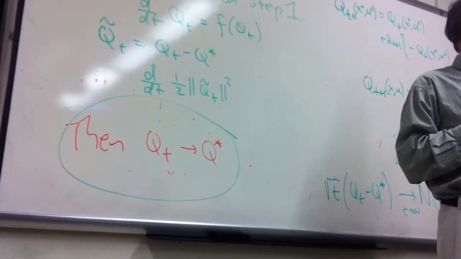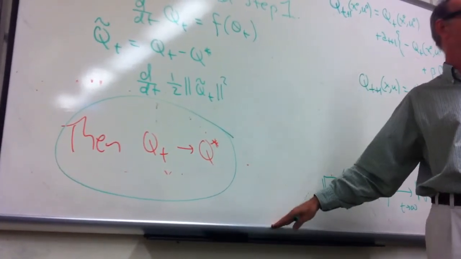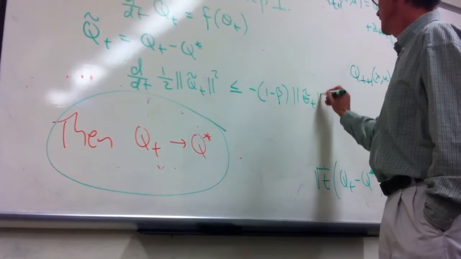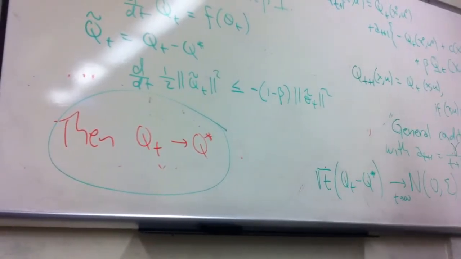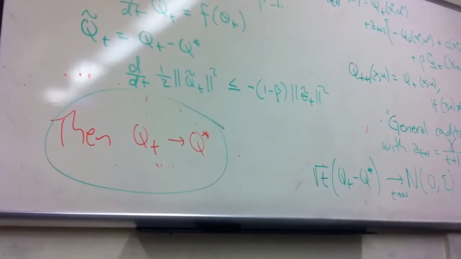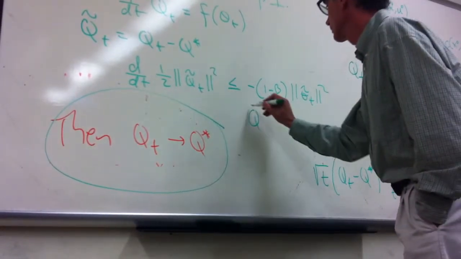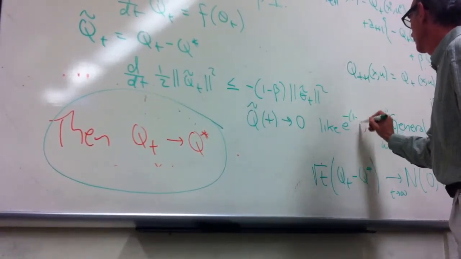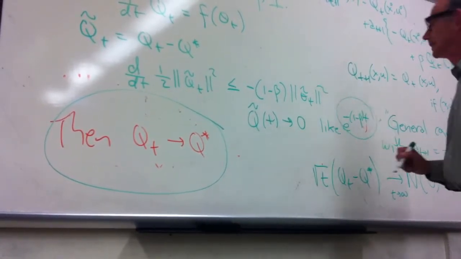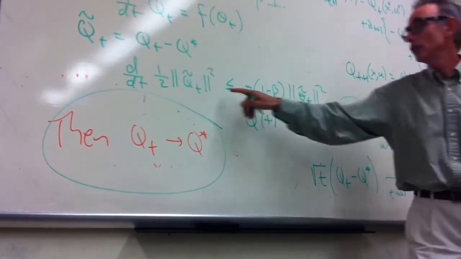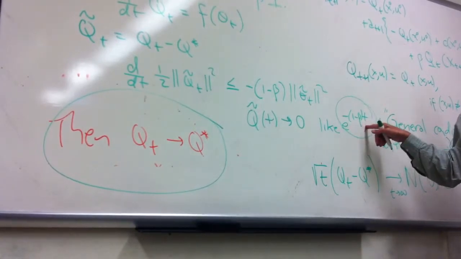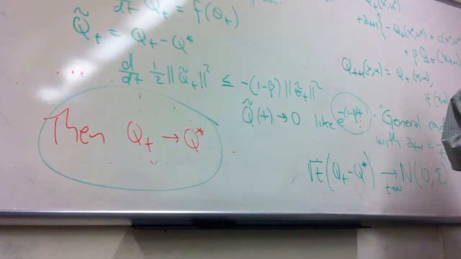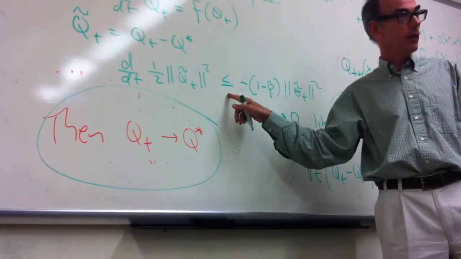it would take you guys about five lines. We could do it in that many lines, but I've run out of time. This is less than or equal to minus 1 minus beta times Q tilde of t squared. So I get exponential convergence. Using that inequality, the error, Q_t minus Q star, goes to zero exponentially fast. And that's all we needed, right? We needed that stability of the fluid model, the ODE model, in order to guarantee stability of the stochastic model. So this proof is so fast it's ridiculous for the ADP model.